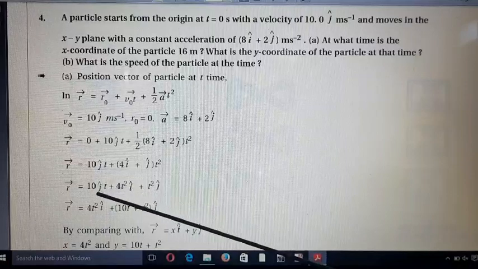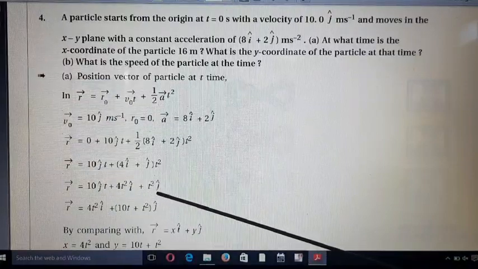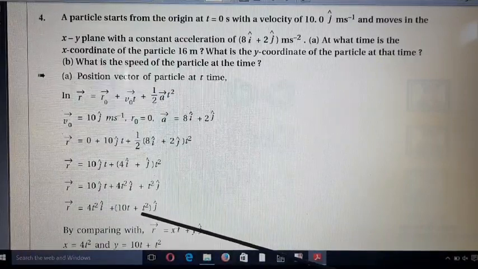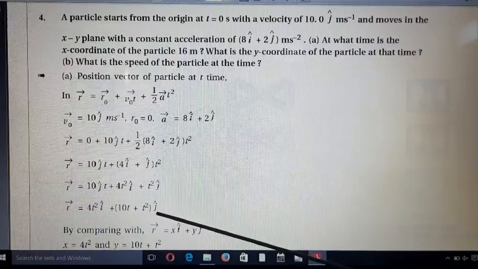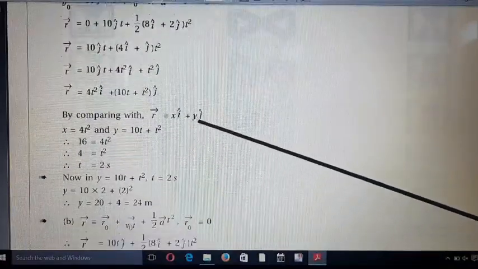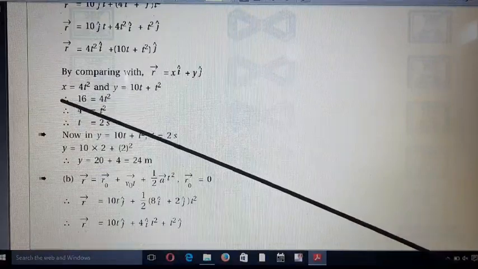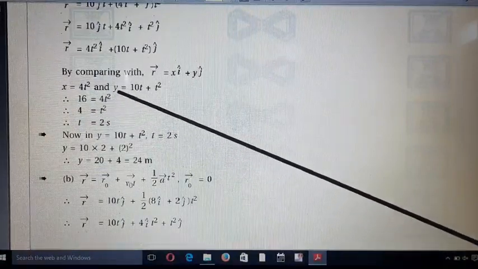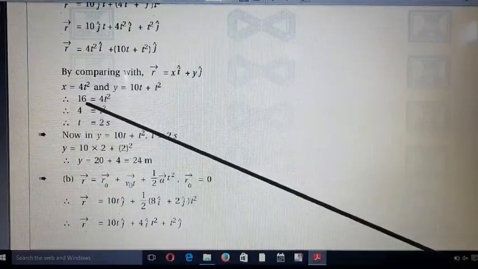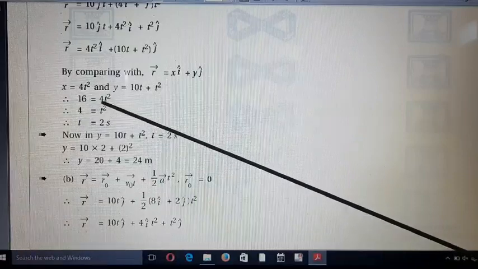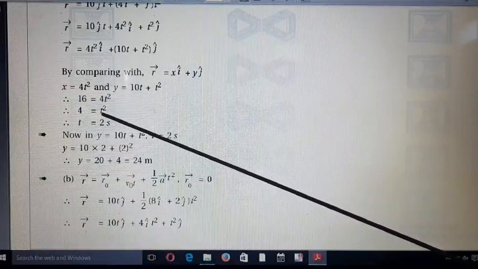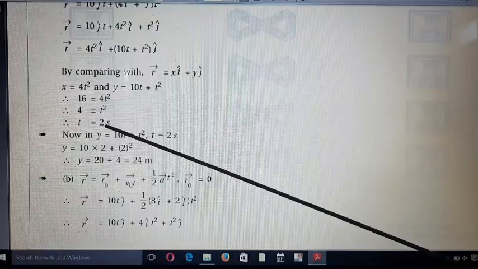Friends, look here. Here j caret and here j caret are common. Now we take it common. So we get 4t square i caret plus (10t plus t square) j caret. This equation is compared with r is equal to x i caret plus y j caret. So we get x is equal to 4t square and y is equal to 10t plus t square. But in our question x is equal to 16 meter is given. So 16 is equal to 4t square. Dividing 16 by 4 gives 4. 4 is equal to t square. So t is equal to 2 seconds.